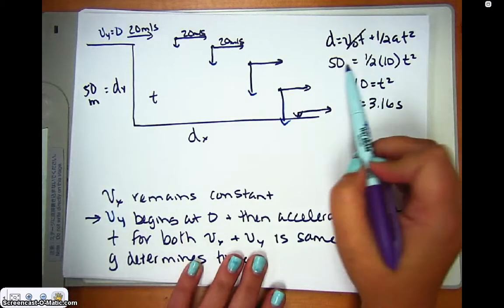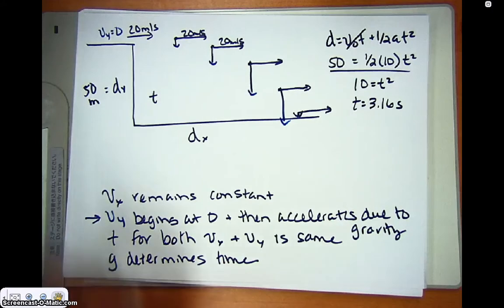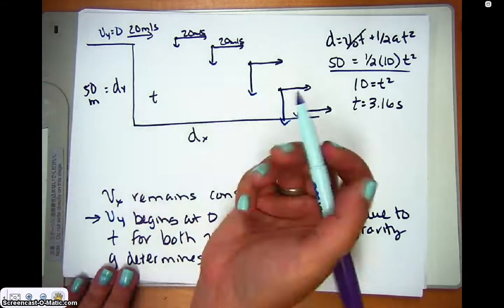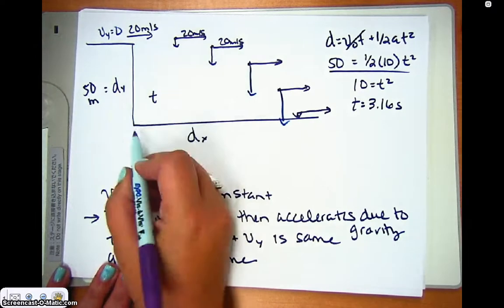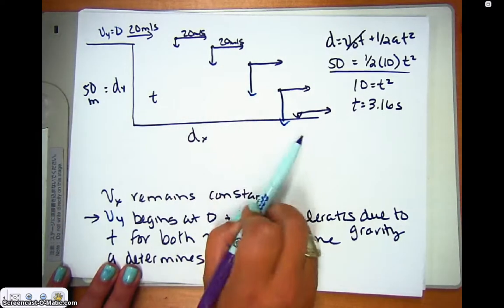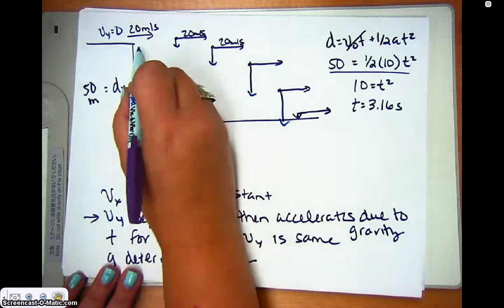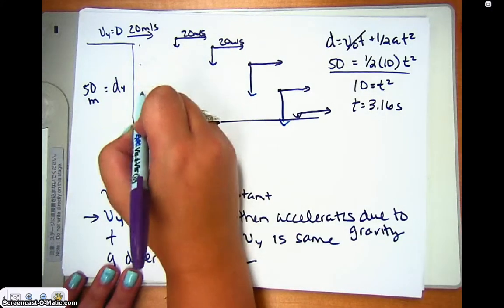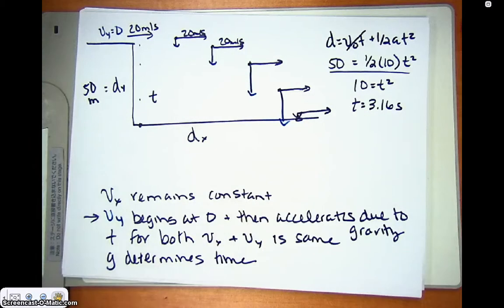Now notice, this is the same exact equation we would have used if I had just dropped the ball, not even launched it horizontally. So it takes the same amount of time to drop an object from some height as it does to shoot it horizontally. So if I were to shoot this cannonball and drop another cannonball at the same time, right, they would both strike the ground 3.16 seconds later.